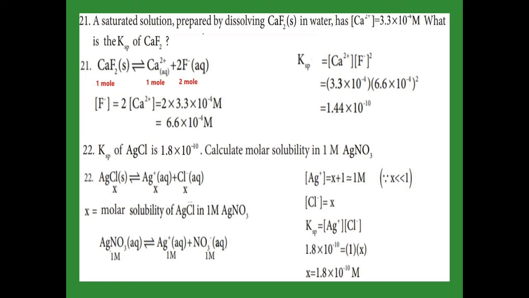The Ag plus concentration is X plus 1, where X is the molar solubility. It is very small compared to 1, so the concentration of Ag plus becomes 1 molarity. Then the Cl minus concentration is X. The solubility product of AgCl is the concentration of Ag plus times the concentration of Cl minus, and the solubility product is given as 1.8 into 10 power minus 10, which is equal to 1 into X. The X value is now 1.8 into 10 power minus 10 molarity. This is the molar solubility of silver chloride in silver nitrate.